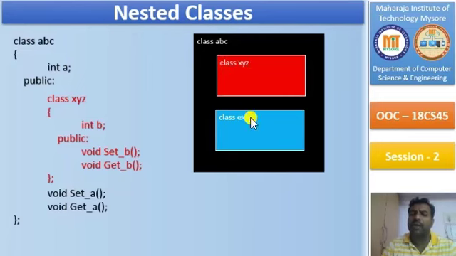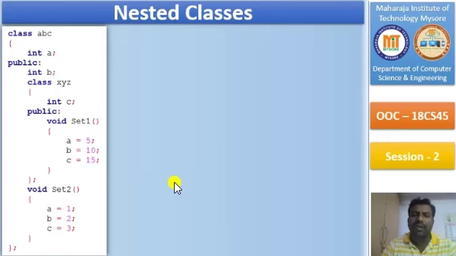If I want, I can take it to level 3 also. Fine. And this is what we are going to say: the enclosing class can contain n number of nested classes. Now just look at an example.